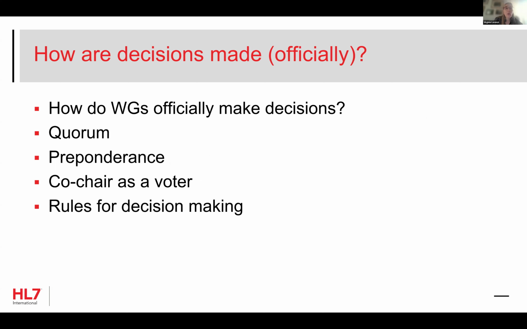HL7 has official rules for decision-making, besides just our work in facilitating. We have to have a quorum. We're going to talk about these things: quorum, preponderance, co-chair as a voter, and rules for decision-making.